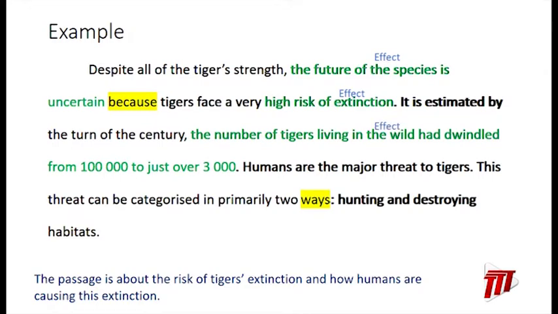What are the causes? Humans, unfortunately. And how are they causing this? By hunting and by destroying habitats. So we're exploring this passage for the signal words and for the details and see how cause and effect relate to each other with regard to tigers' possible extinction.